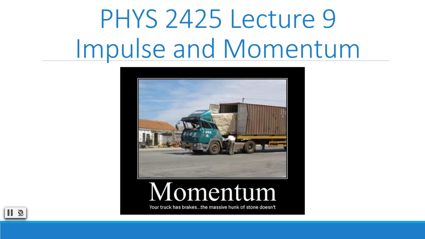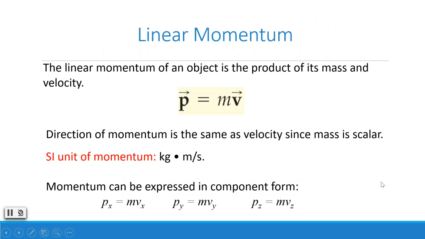Now we're looking at momentum, and momentum is also related to motion, but here we can talk more about multiple object systems in which momentum is transferred between different objects. So the definition of linear momentum is mass times velocity. That's really all momentum is.